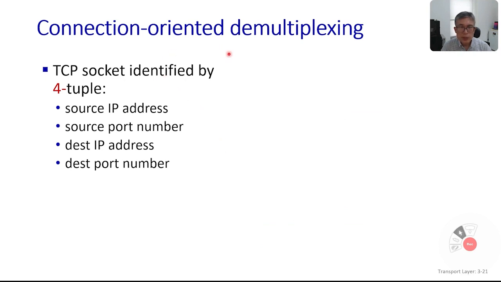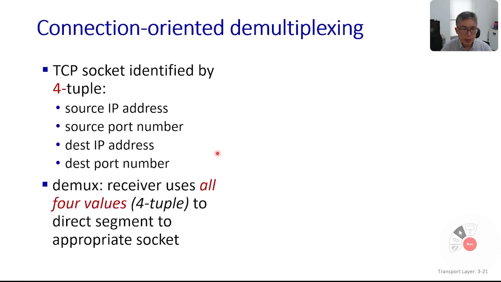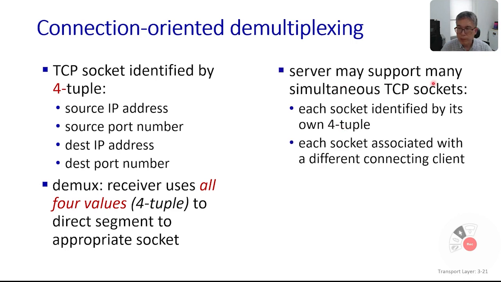In the connection-oriented demultiplexing case, a TCP socket is identified by a four-tuple: source IP address, source port number, destination IP address and destination port number. The demultiplexing receiver uses all four values. The server may support many simultaneous TCP sockets. Usually accept creates a new client socket, so each socket is identified by its own four-tuple. The accept function creates a new socket and assigns a new port number for the client socket. Each socket is associated with a different connecting client.